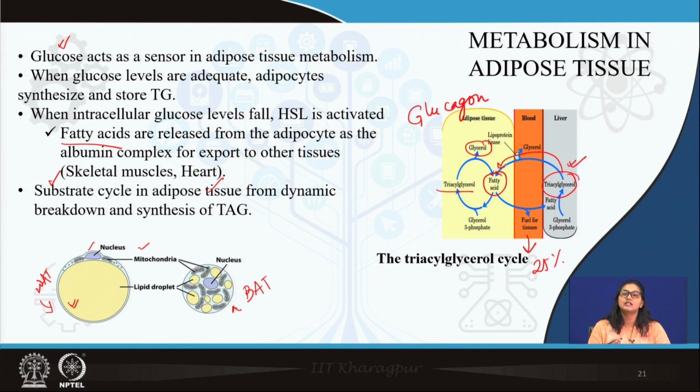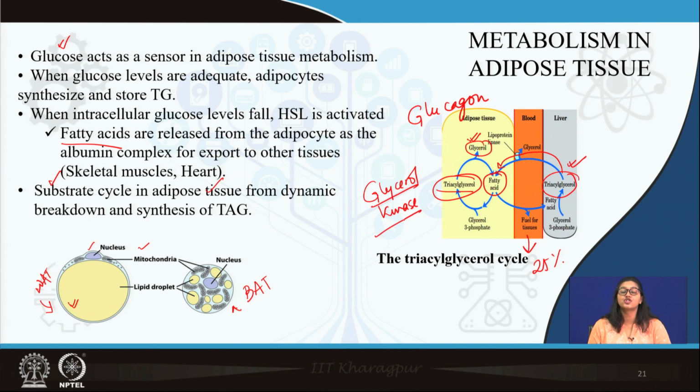for storage of triacylglycerol in adipose tissue once again. Now, why can this glycerol not be reutilized for formation of triacylglycerol? Remember, in adipose tissue glycerol cannot form glycerol 3-phosphate because there is no glycerol kinase.